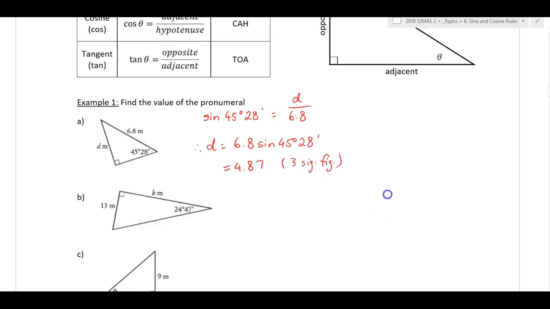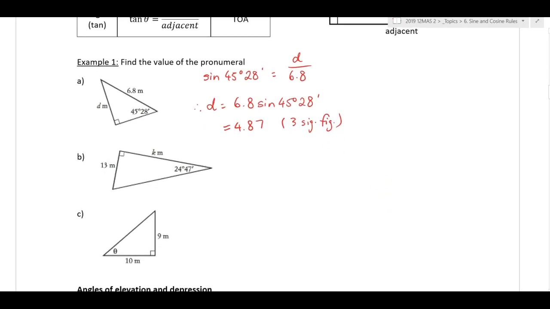Rightio. Now the second one here, again we have a right angle triangle. Here's my angle. I've got the opposite and the adjacent. So opposite and adjacent in a right angle triangle is tan. So I'm going to say that the tan of 24 degrees 47 minutes is equal to 13 over K. Now, our algebra is slightly different this time. I'm going to multiply both sides by K and then divide both sides by tan 24, 47, and that leaves me with K equals 13 over the tan of 24, 47.